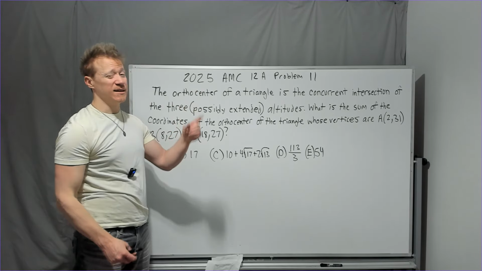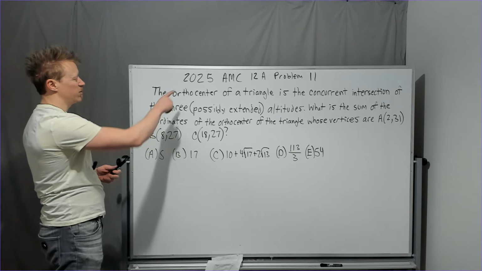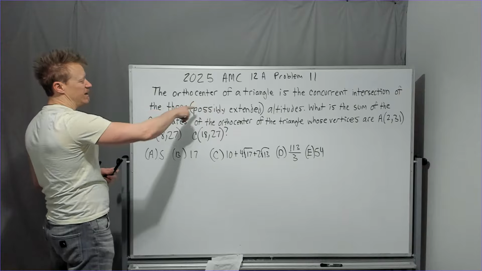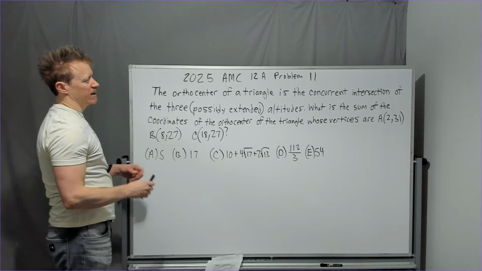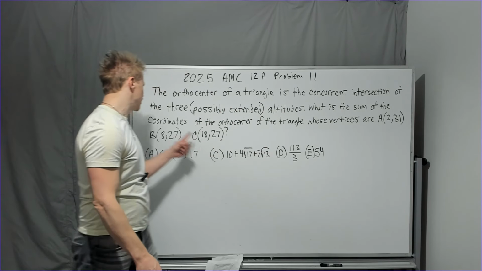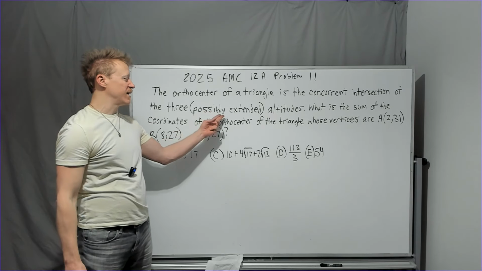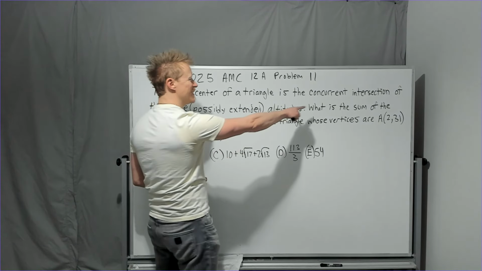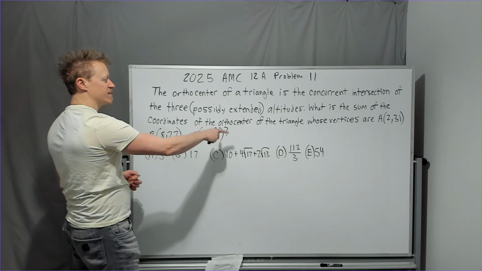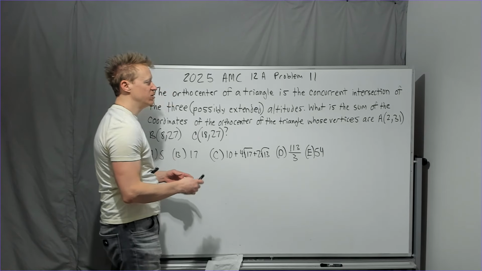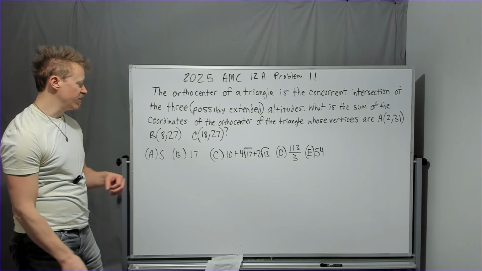And we're going to do problem 11 tonight as well. 2025 AMC 12A problem 11. The orthocenter of a triangle is the concurrent intersection of the three possibly extended altitudes. What is the sum of the coordinates of the orthocenter of the triangle whose vertices are as given here?